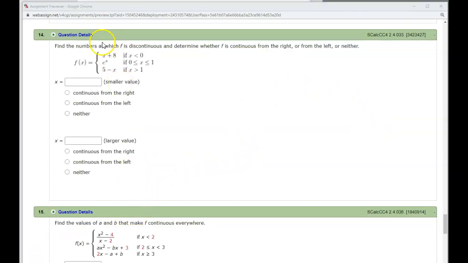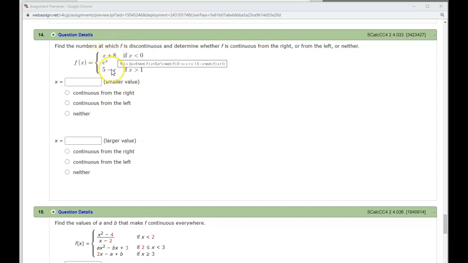14 and 15, they're wanting you to find the numbers for which f is discontinuous and determine whether f is continuous from the right or from the left or neither. So if we put 0 into the first one, we get 0 plus 8, which is going to give me 8. If we put 0 into the second, we get e to the 0, which is 1. So it's definitely going to be discontinuous there.